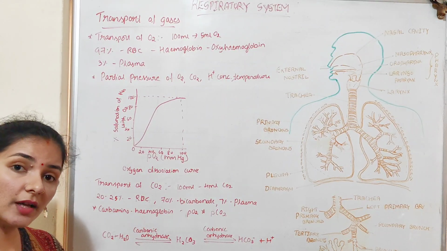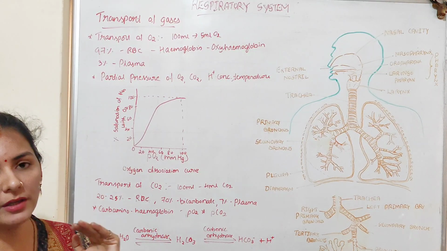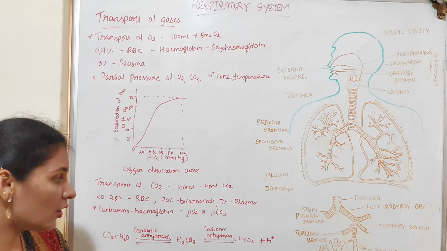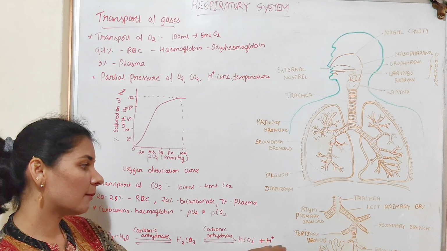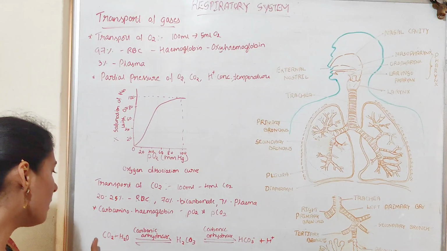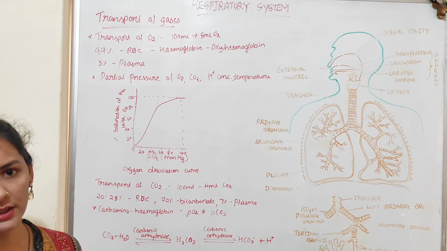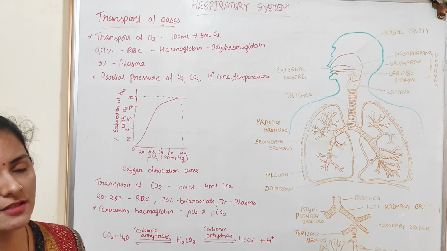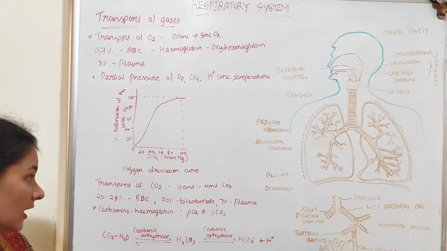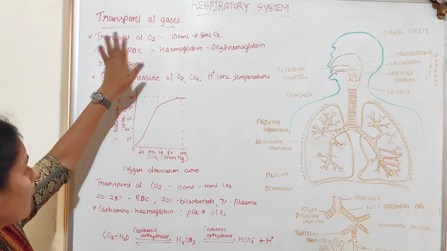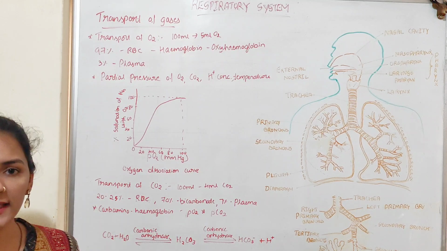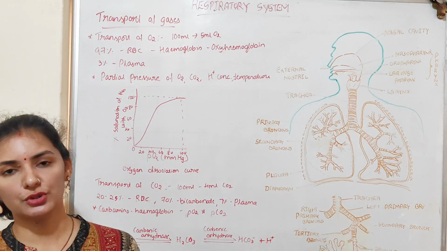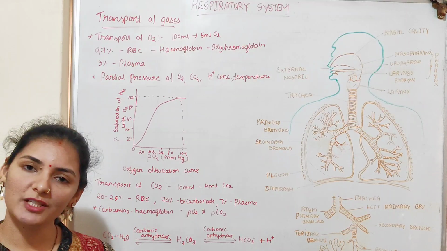So at the alveoli site, there is a low PCO2 level, that is, partial pressure of carbon dioxide is low. So because of that, this bicarbonate combines with the hydrogen ion to form carbon dioxide and water at the alveoli, and this carbon dioxide is released out of the body. So that is how exactly transport of oxygen and carbon dioxide takes place from the alveoli into tissue and from the tissue to alveoli.